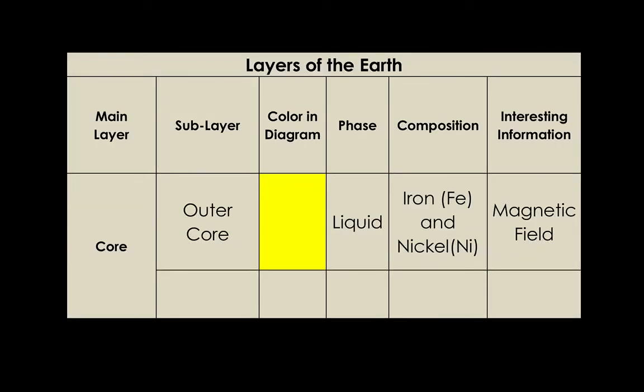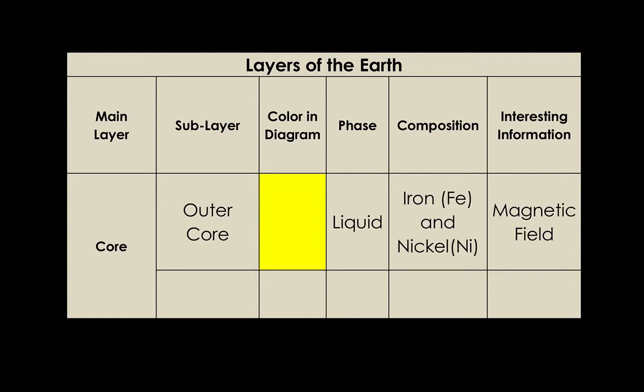So finally, we're going to go back to the notes on page 5. And now let's look at the core. The core, of course, is at the center of things here. And there are 2 sublayers in the core. We've got the outer core and the inner core. Now the outer core, which I'm going to represent with yellow, is unique in that this is a liquid layer. It is a liquid layer.